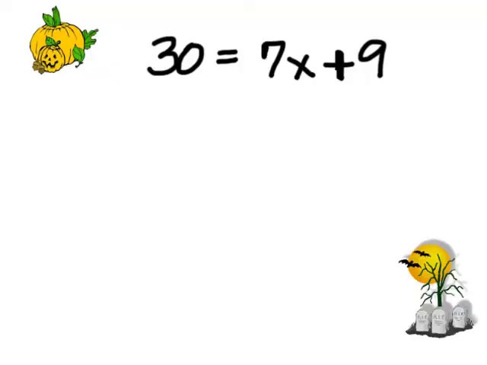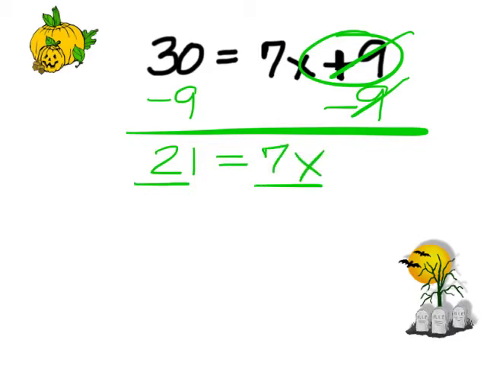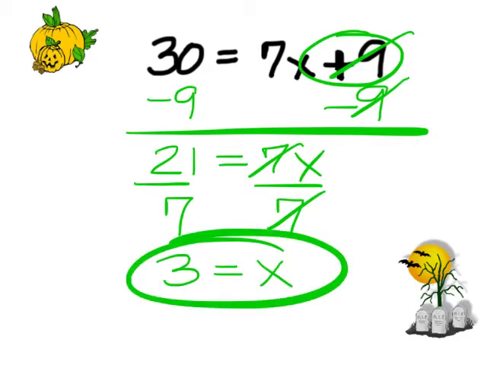Example problem number 7. The x is now on the right side. What is with it is a plus 9. So you must subtract 9 from both sides. These cancel out, and you're left with 21 equals 7x. You divide both sides by the number that is with the x, so divide by 7, and you should get an answer of 3 equals x.